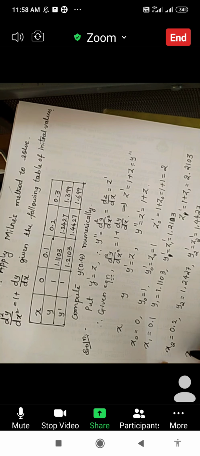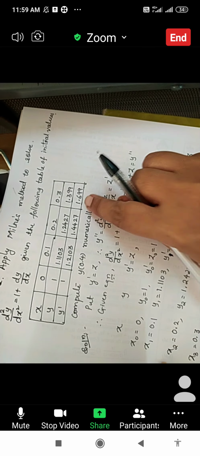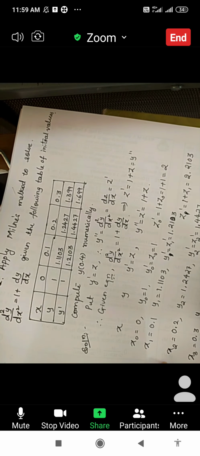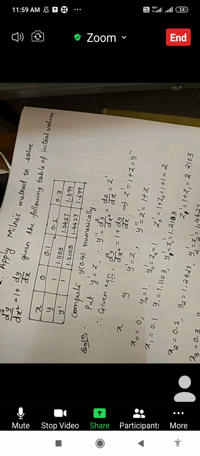Next value of x is x3, which is 0.3. The corresponding y3 is 1.399. y3 dash is nothing but z3. Sorry, I made a mistake. What is the mistake? These are not dash values, because y dash is z, only z, not dash. These are z dash values. Sorry for that.